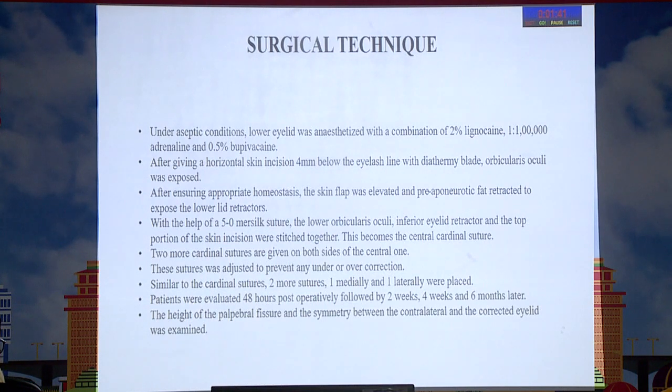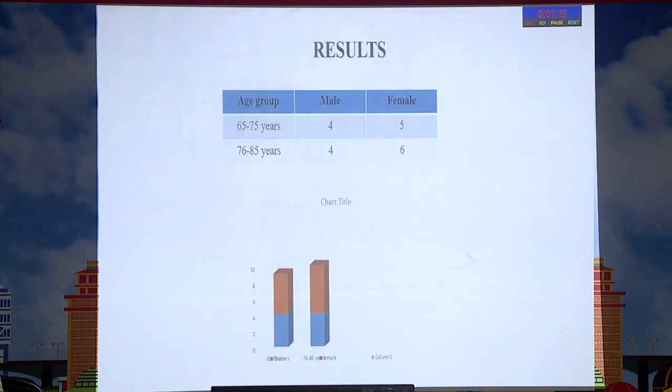Two more similar cardinal sutures were placed similar to the central one. These sutures were adjusted to prevent any under or overcorrection. Similar to the cardinal sutures, two more sutures were placed, one medially and one laterally. Patients were evaluated 48 hours post-operatively, followed by 2 weeks, 4 weeks and 6 months later. The height of the palpebral fissure and the symmetry between the contralateral and the corrected eyelid was examined.